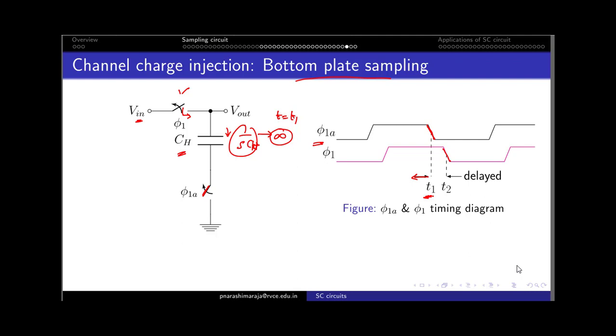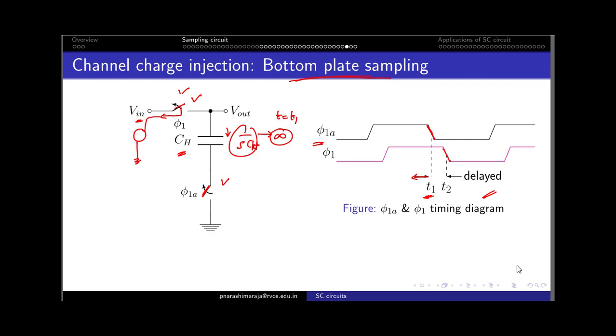So none of the charges will try to move towards this particular path. Just because of the infinite impedance, all of the channel charges move the other way, go through the voltage source and discharge through the ground. This particular technique is termed bottom plate sampling. So bottom plate sampling has two types of switches, out of which one switch turns off a bit earlier than the other switch. And the timing details are given here.